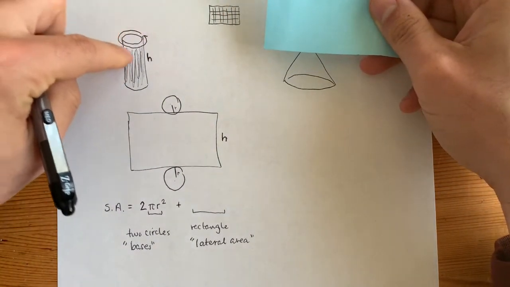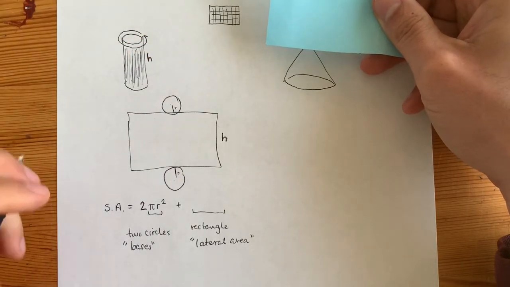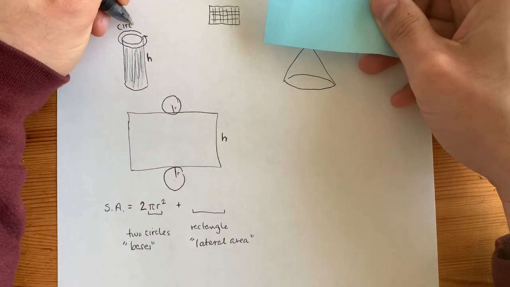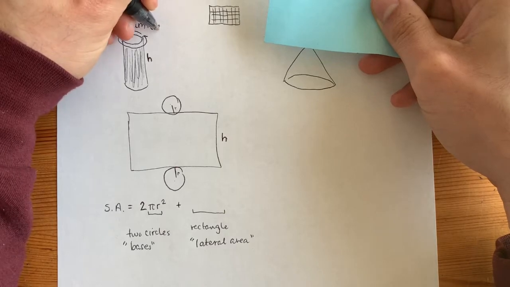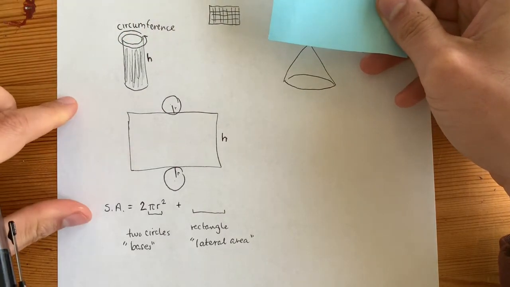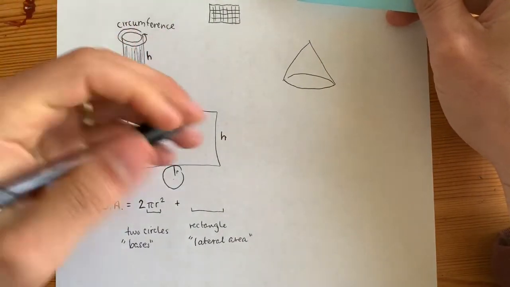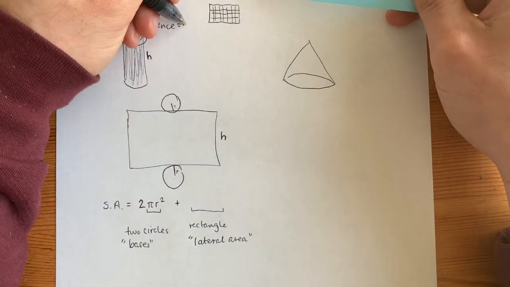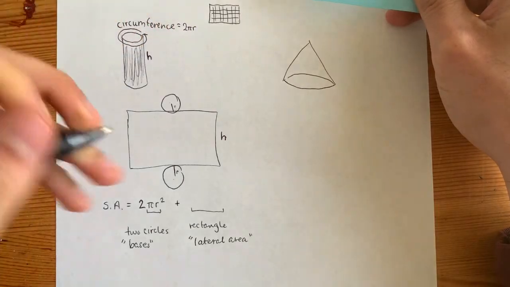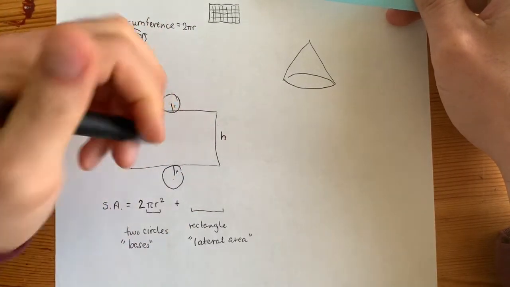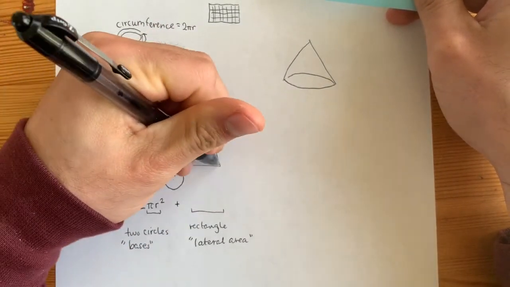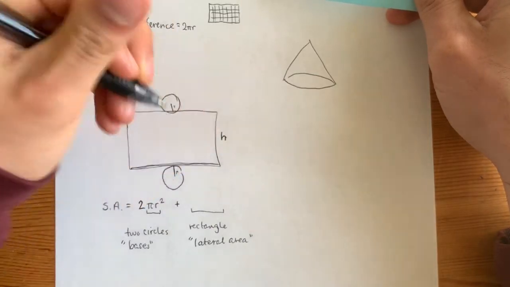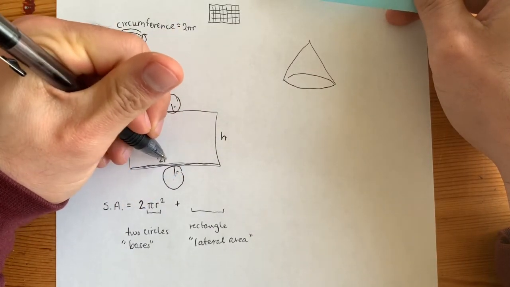The length around a circle has a name. It is the circumference. We know, hopefully, how to find the circumference. The formula for circumference is 2 pi r. So in our picture here, this baseline at the bottom is the circumference.